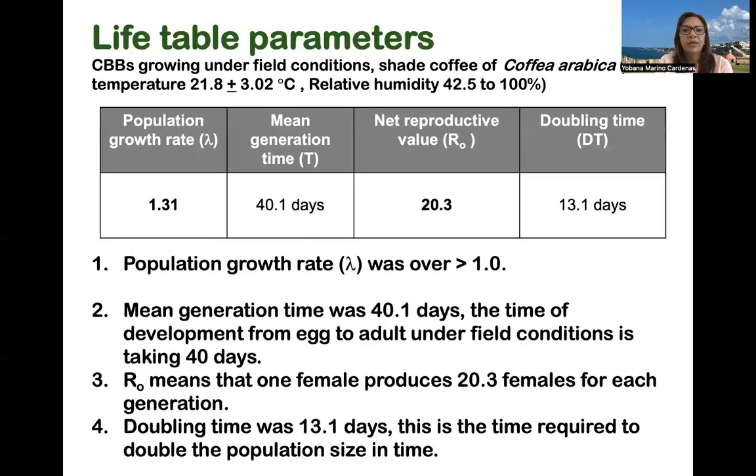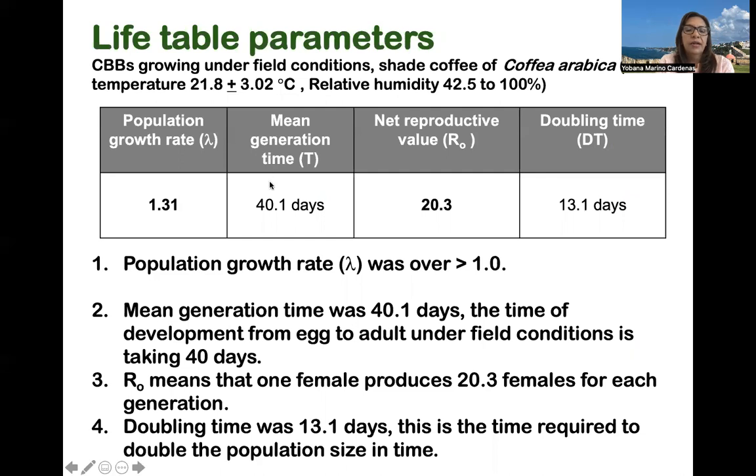As results, we have that for a population of the coffee berry borer growing under field condition on the shade coffee plantation of Coffea arabica with mean temperature of 21.8 degrees Celsius, the population growth rate was over 1, it was 1.31. This means that the population is increasing in size over the time.